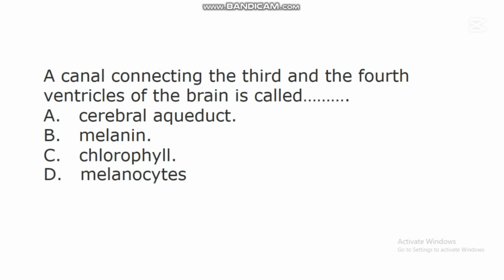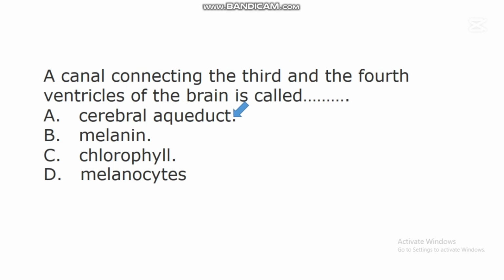The next question says, a canal connecting the third and the fourth ventricles of the brain is called dash. A. Cerebral aqueduct. B. Melanin. C. Chlorophyll. D. Melanocytes. In this question, the correct answer is A. Cerebral aqueduct. Cerebral aqueduct is a canal connecting the third and the fourth ventricles of the brain.